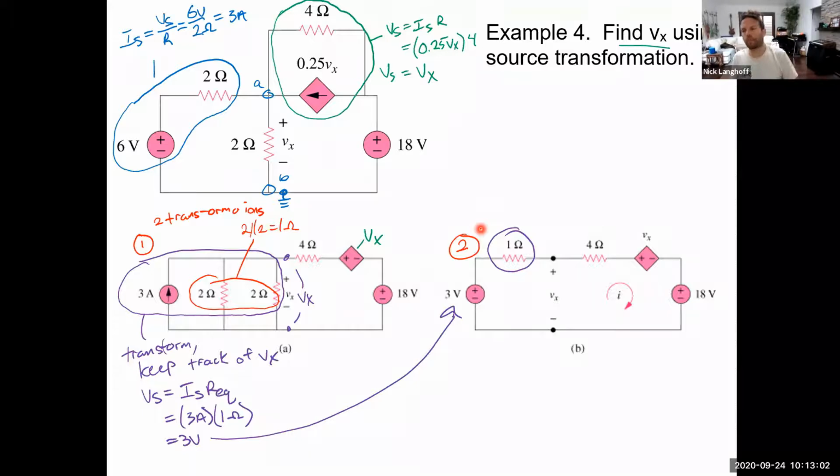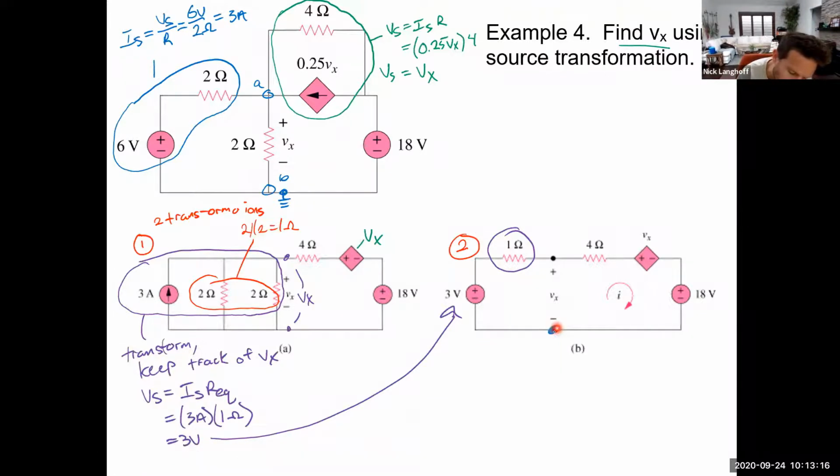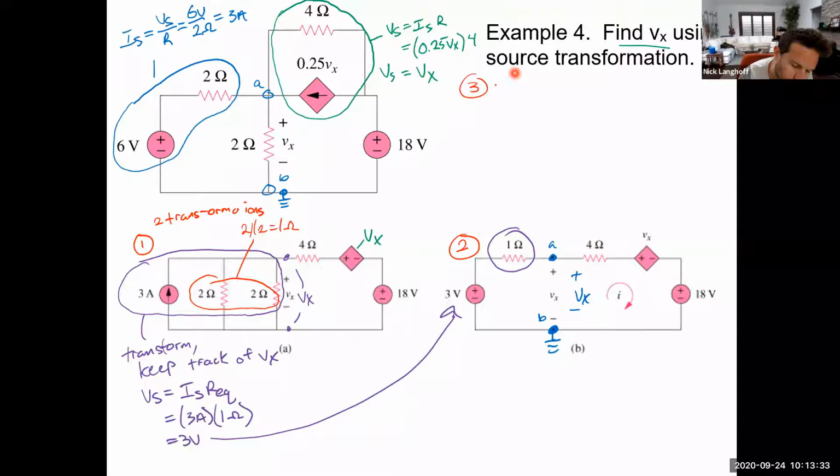Okay, now that we're at step 2, we have a simple circuit with 1 loop. And what we're going to do is keep track of our Vx. So here we're going to put this as ground. Here's plus and minus Vx. And here's port A, and this is port B, right? So now in step 3, we're going to do a KVL on the loop.